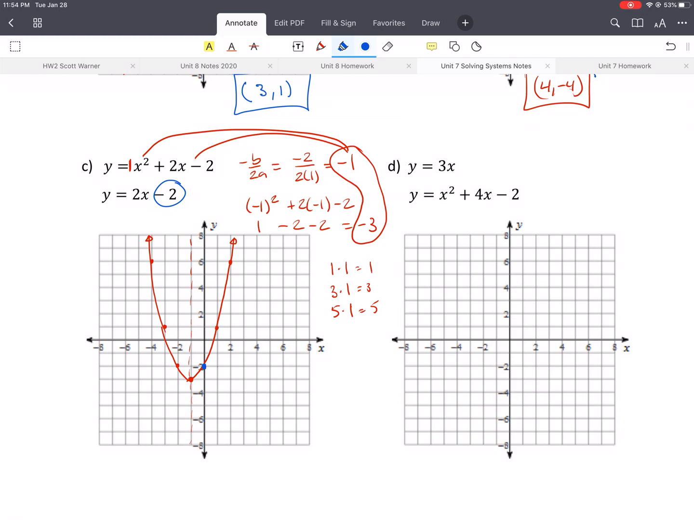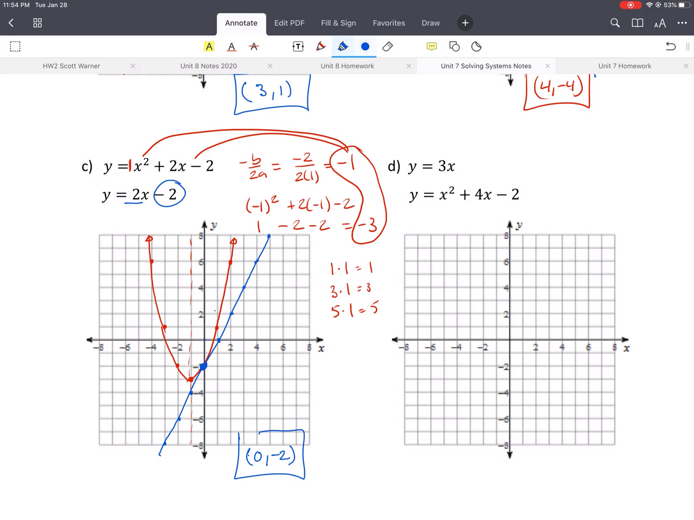So let's use our growth pattern, or not growth, our slope. So we go up 1 over 2, up 1 over 2, and downward as well. Okay, and that gives us a linear equation, and it only crosses at a single spot. So our intersection would be 0, negative 2.